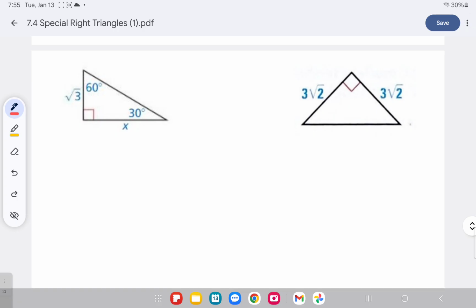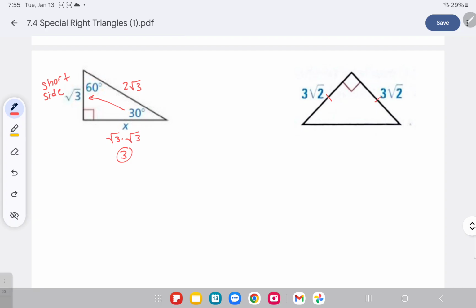The next picture is another 30, 60, 90, and we know the short side. Yay! It's good to know the short side because if you know the short side, to get the hypotenuse, you just multiply by 2. And to get the long side, we multiply by root 3. Square root of 3 times the square root of 3 is just 3. So x is 3.